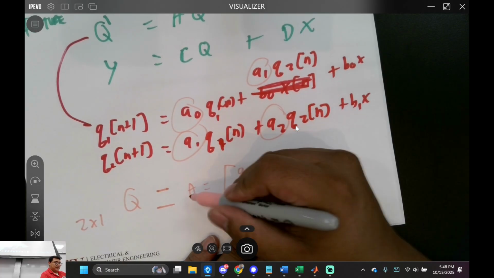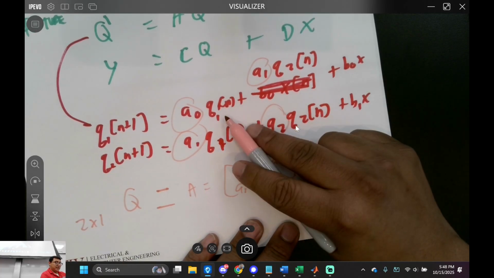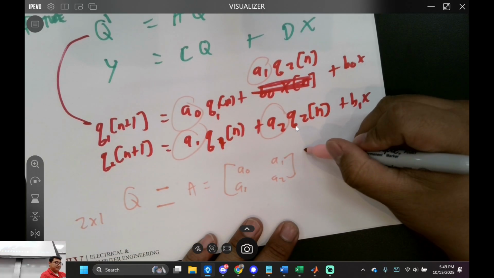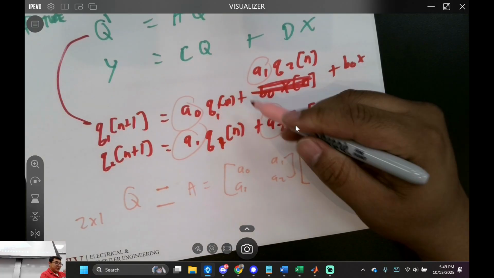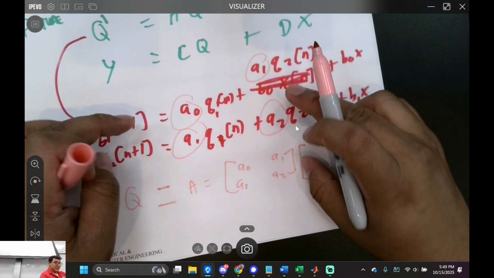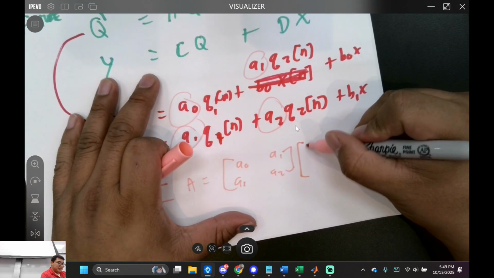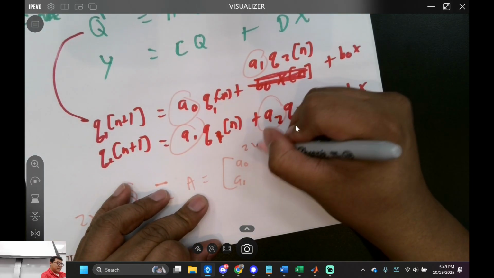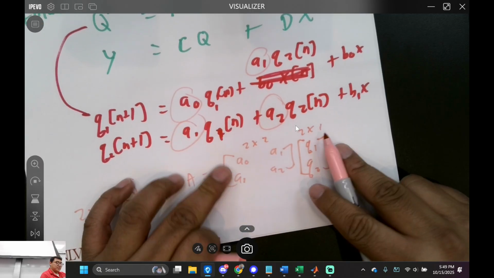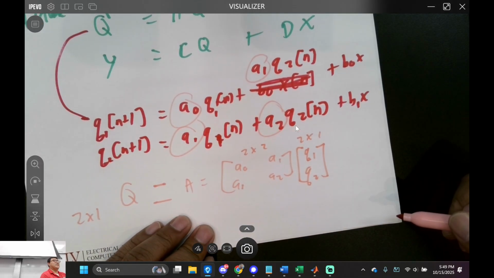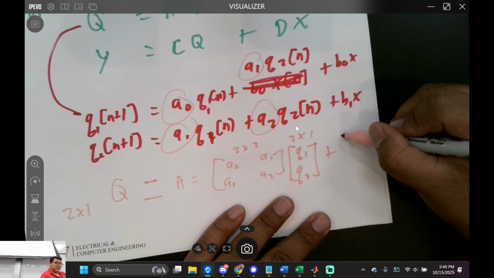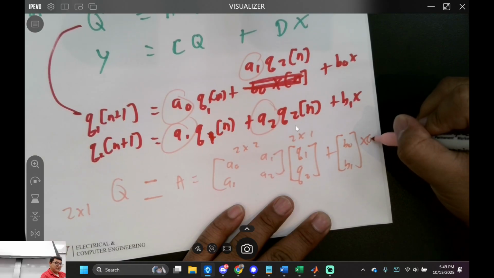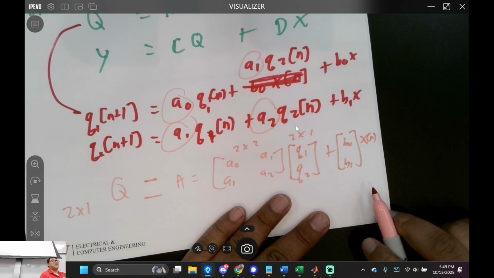And then this right here is a 2 by 2. We want a 2 by 1. Let's see. A2. Let me see. How do I do this? Q1, Q2. Is that correct? If I have a 2 by 2 times a 2 by 1, I get a 2 by 1 result. Is that good? Right? Plus B of 0, B of 1, X of n. Is that good with everybody?